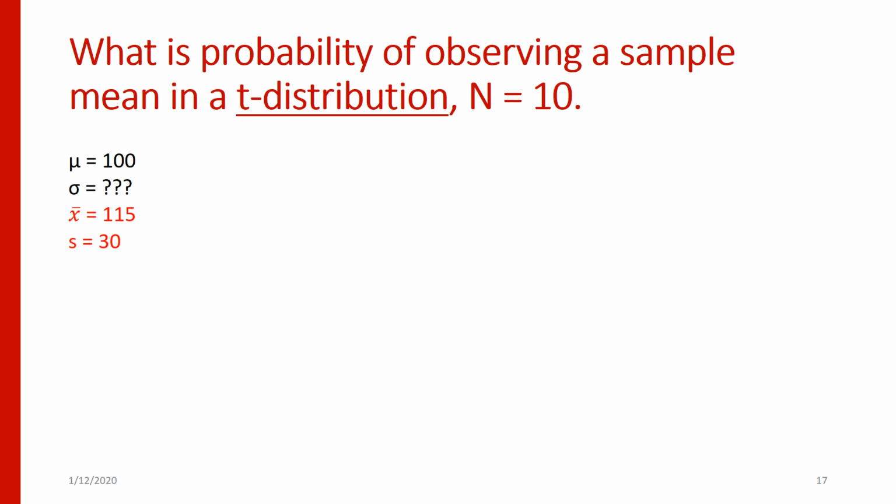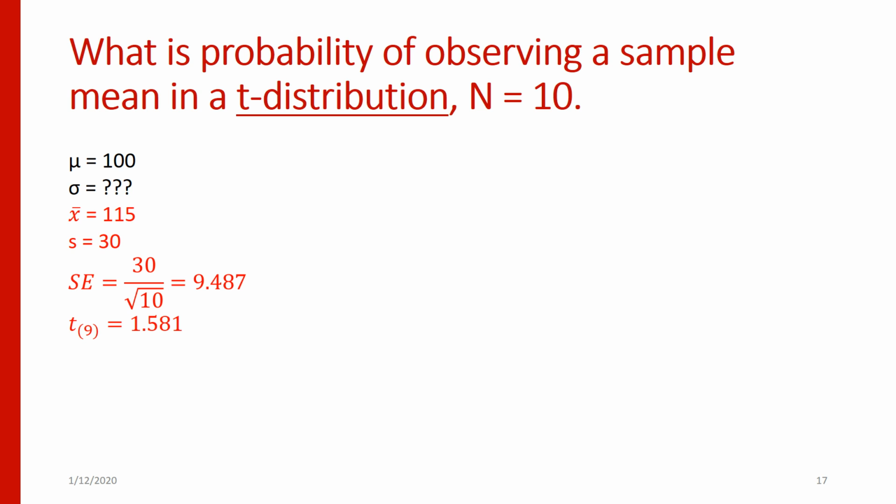Now, we can use this formula for the t-distribution when observing a sample mean in a sample size of n equals 10. So using our hypothetical intelligence test again as an example, now we're going to say we know that the mean of this score is 100, but let's say that we didn't actually know what sigma was, right? So we don't have an estimate of sigma. We will get a sample mean of 115, and the standard deviation within our sample is 30.